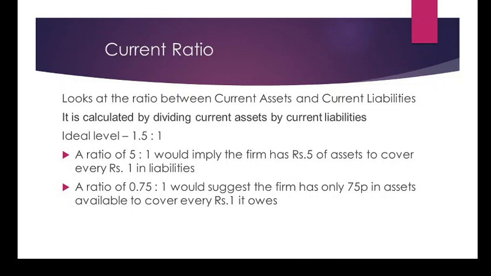For example, if the ratio is 5:1, it will imply the firm has rupees 5 of assets to cover every rupee 1 in liabilities. Similarly, a ratio of 0.75:1 would suggest that the firm has only 75 paisa in assets available to cover every rupee 1 it owes.